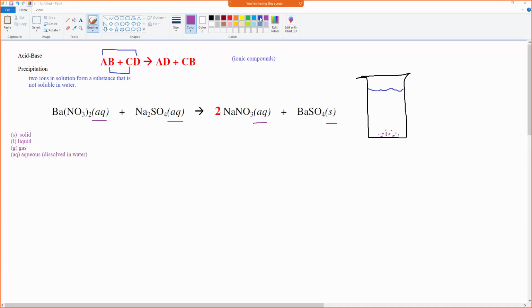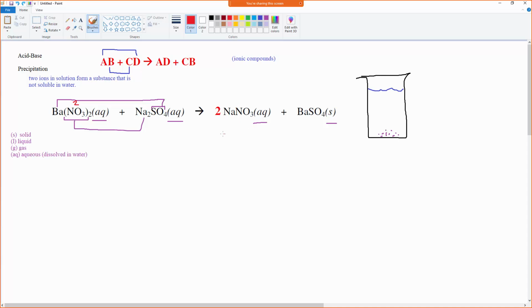Note in this example that the barium from the first compound came together with the sulfate from the second one, and the sodium from the second one came together with the nitrate from the first one. And then when you make those new formulas, they're based on the charges and not on the numbers you have here. So for instance, you have 2 nitrates here, but you don't put NO3 on this side.